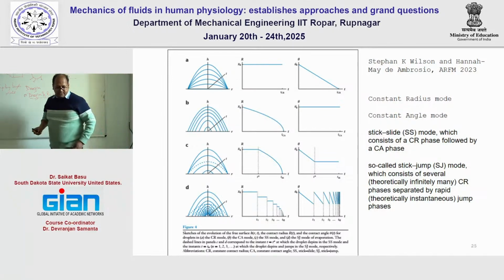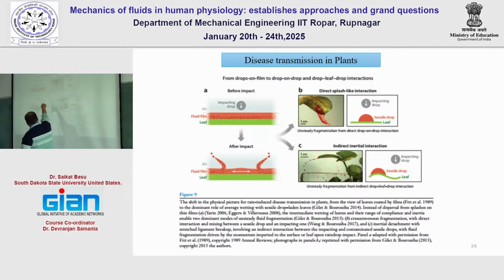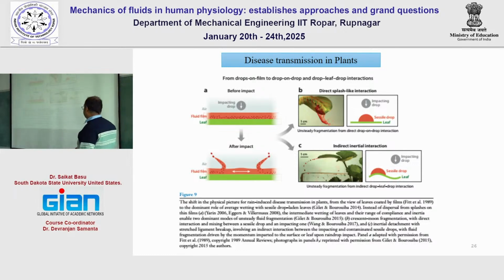Then the last part covers disease transmission in plants, where you can see a drop falling on a horizontal surface creates some sort of crashing like this, whereas leaves generally hang like this, and leaves are also flexible surfaces. So when the droplet falls, the leaf may also oscillate, and that may lead to greater transmission of the droplets when it breaks. What if the leaf is bent and simultaneously interacts with the impacting droplet? That is again some sort of fluid-structure interaction problem.